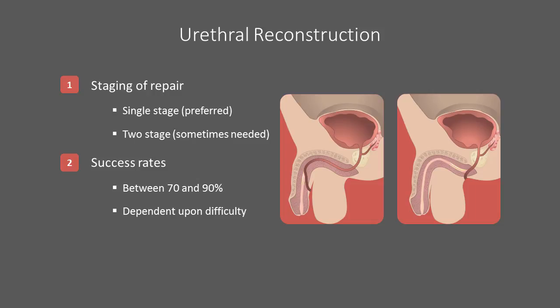Most surgeons prefer a single stage repair in which the stricture is repaired in one single operation. However, sometimes a staged operation is needed. In a two-stage procedure, your surgeon will open the stricture up to the skin because of infection or because he or she feels that a single stage operation will not work.